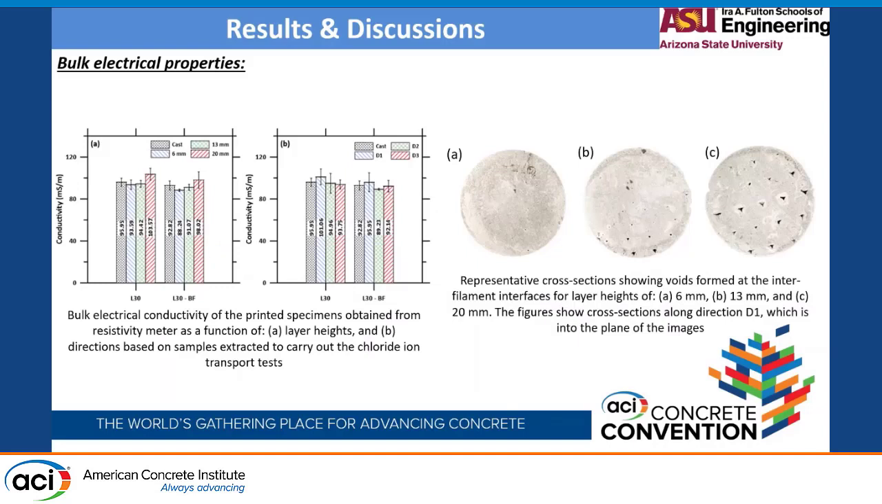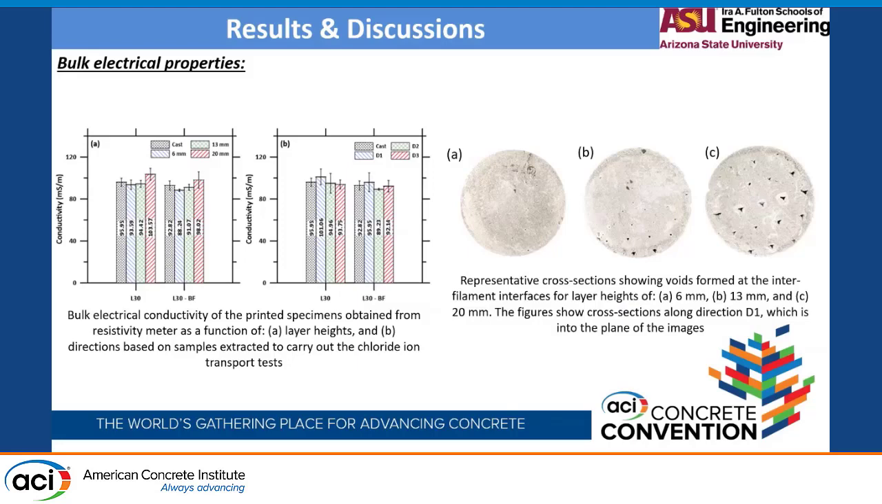So the bulk electrical resistivity properties are presented as a function of layer height and direction in figure A and B. Here also it can be seen that there was a significant increase in the electrical resistivity when we moved to 20 mm layer height, which is attributed to this interconnected porous structure that runs through the sample at the junction of interface and interlayer and interfilament interfaces.